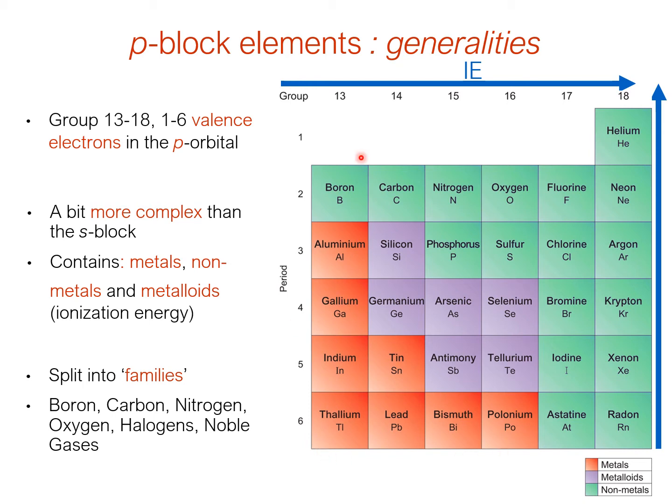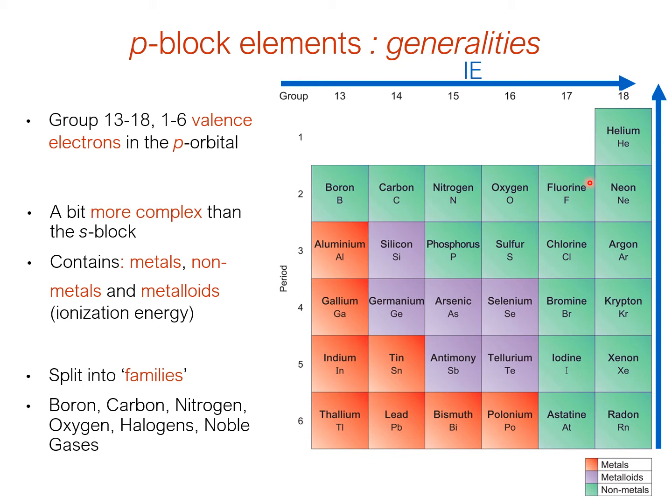And the p block is split into families. Some of them have fancy names, some of them have very uncreative names. So you've got the boron family, group 13, the carbon family for group 14, the nitrogen family for group 15. Group 16 is called the oxygen family usually these days.